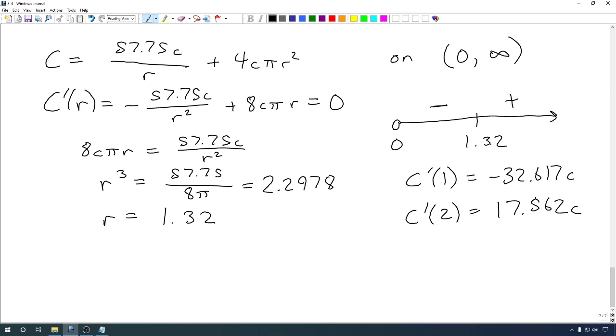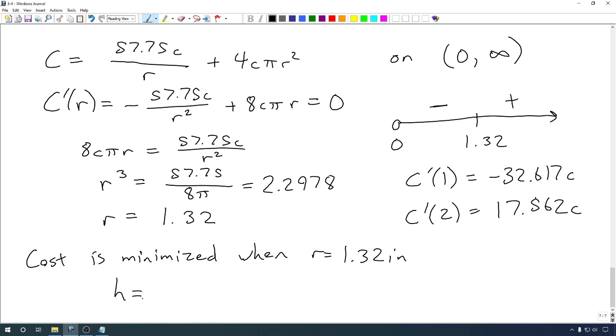So this is actually very similar to our last problem, where we had a single critical point, where it's a relative minimum because we're decreasing and then increasing. And so we end up with an absolute minimum at this point. So cost is minimized when r equals 1.32 inches. Remember that we're doing this in inches.